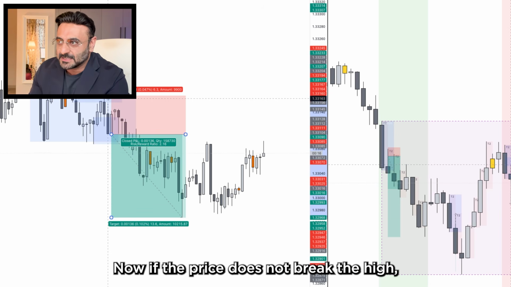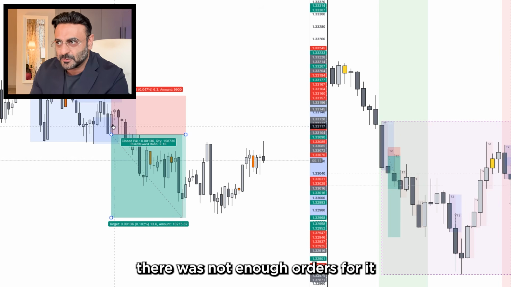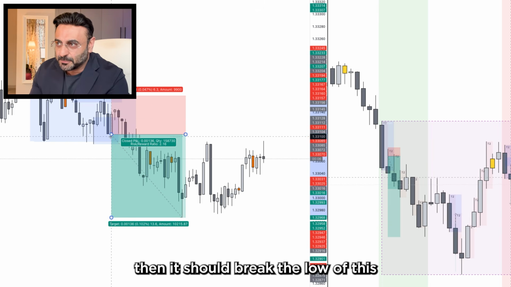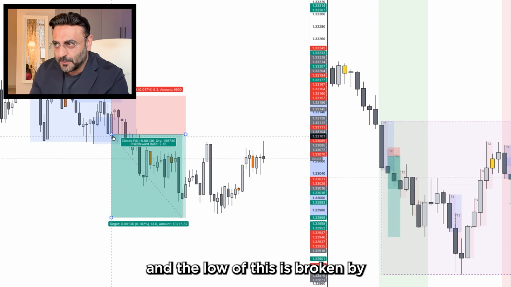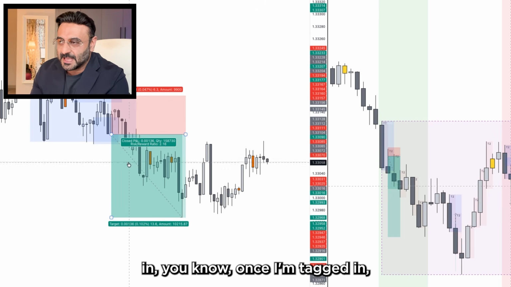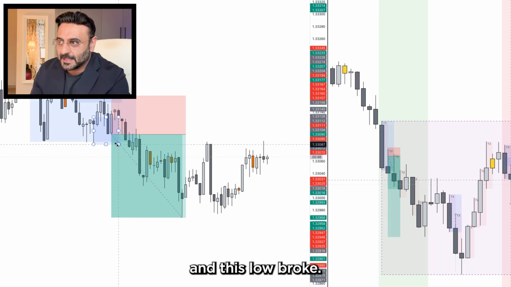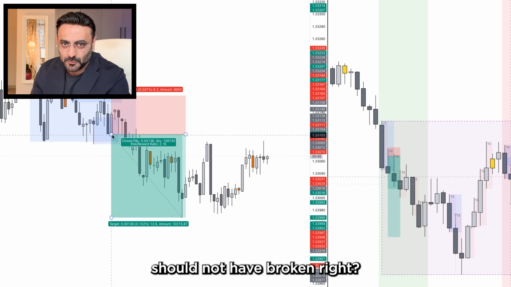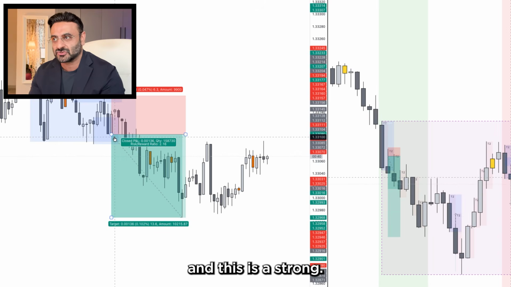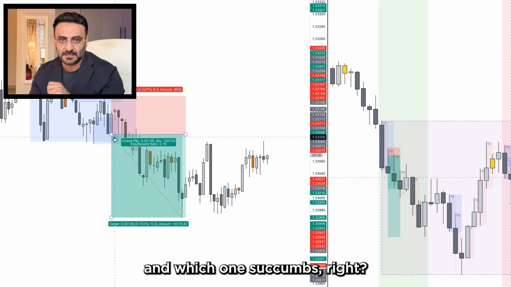Now, if the price does not break the high, which means that this reaction was weak, there were not enough orders for it to drive this price higher, then it should break the low of this. And the low of this is broken by a stop order tagging me in. Once I'm tagged in, that means that this supply was strong and this low broke. Otherwise, this low should not have broken, right? So the way I'm placing my bets is that this is strong and this is strong. I'm just waiting to see which one stays and which one succumbs, right?